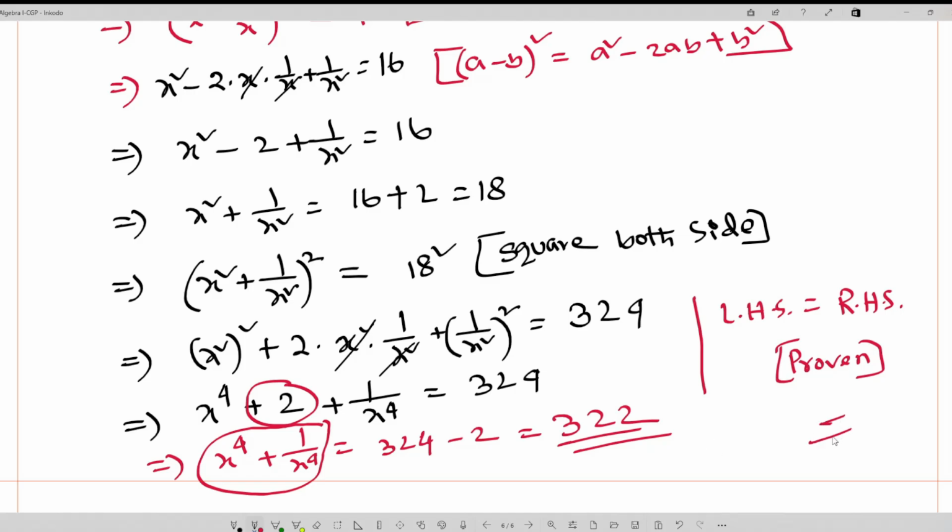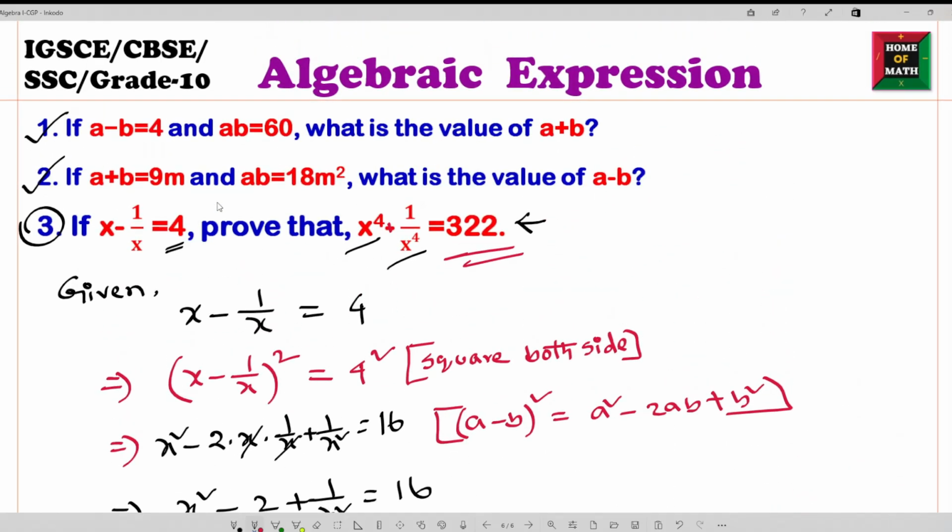Okay, so this is our math. We already completed 3 math, and this is the first part of this chapter, which is algebraic expression, and we will do lots of math, different types of math, and also we will use lots of identities of algebra.